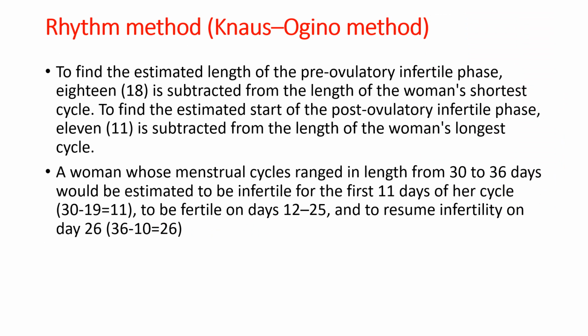To find the estimated length of the pre-ovulatory infertile phase, 18 is subtracted from the length of the woman's shortest cycle. To find the estimated start of the post-ovulatory infertile phase, 11 is subtracted from the length of the woman's longest cycle. A woman whose menstrual cycles ranged in length from 30 to 36 days would be estimated to be infertile for the first 11 days of her cycle, 30 minus 19 equals 11, to be fertile on days 12 to 25, and to resume infertility on day 26, 36 minus 10 equals 26.